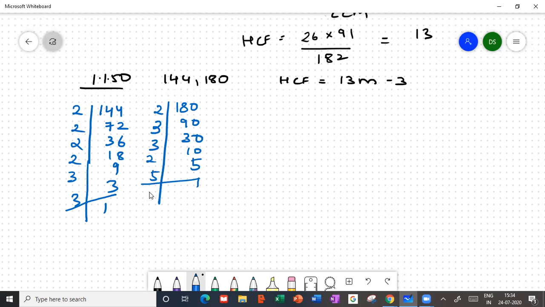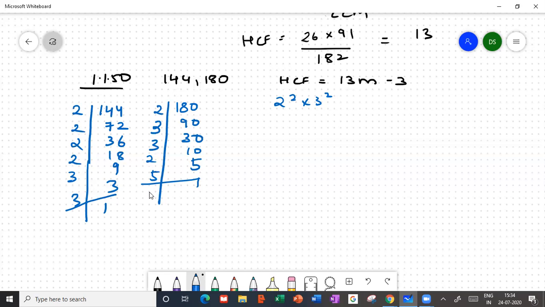Right, so from here you can see, what will be the HCF? It will be 2 square into 3 square. Am I right? Ma'am, below the 2, in 180, I think there should be 90, 45, like that.